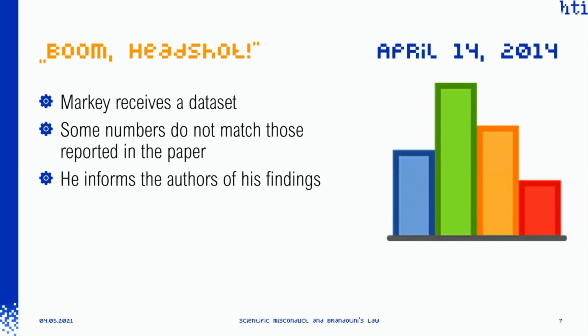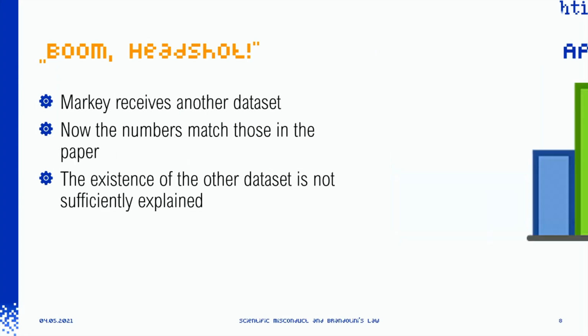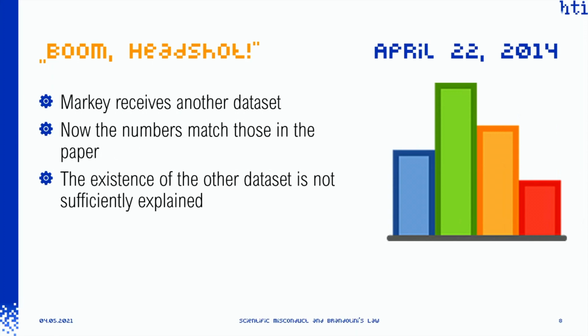And then he does some basic calculations, and some of the numbers do not match those reported in the paper, like age distributions and number of cases in experimental conditions. So he informs the authors of his findings. The authors a week later send another data set, and now the numbers match those in the paper, and the existence of this previous data set is not really sufficiently explained.